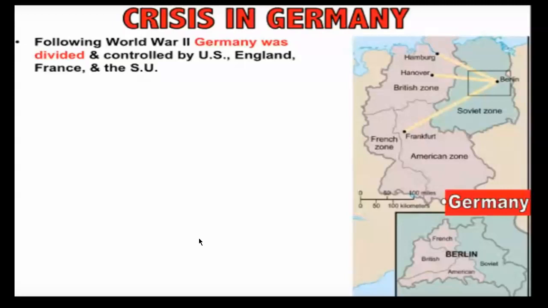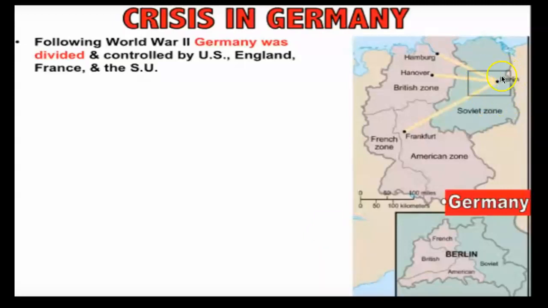The first crisis of the Cold War took place in the late 1940s, and that was in Germany and Berlin. Following World War II, Germany was divided and controlled by the four victor powers of World War II, the United States, England, France, and the Soviet Union, and it was divided up into these four zones. Berlin was also divided up into four zones, with each victor of World War II occupying a zone.